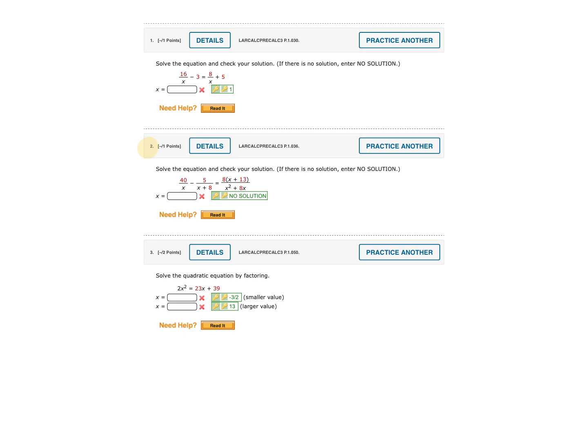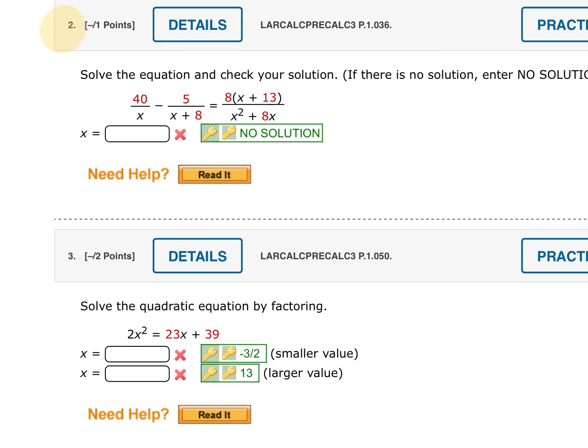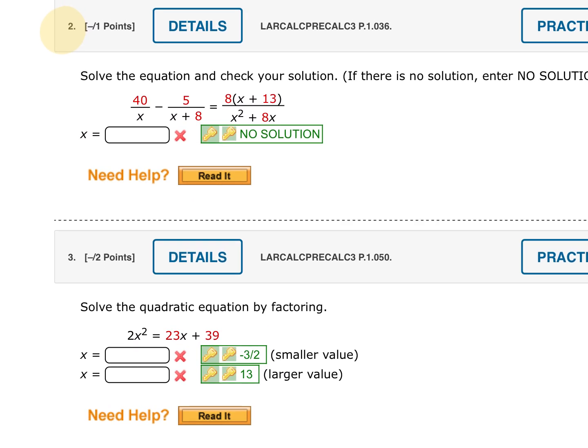So looking at 2, we're solving the equation. It says check your solution. Always, always, always, when you have fractions, when you have x in the denominator of your fractions, you want to check your solution. On the quiz, it's not going to tell you to check your solution. You just always have to know.